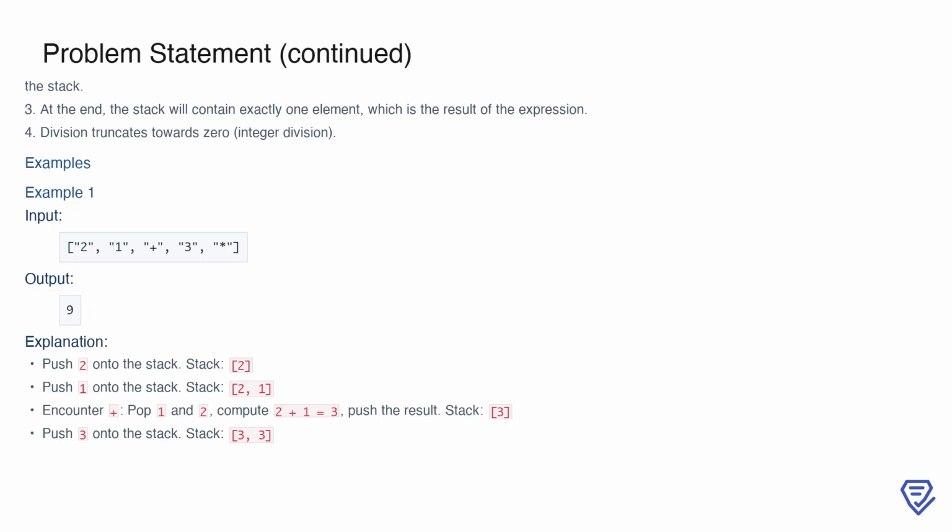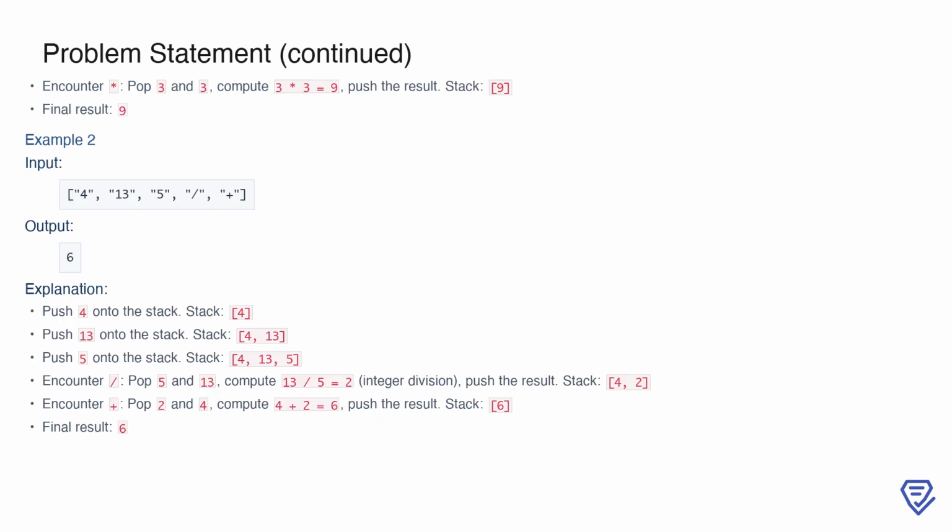Consider the input array 2, 1, plus, 3, asterisk. Initially, we push 2 onto the stack, followed by 1. When we encounter the plus operator, we pop 1 and 2, compute 2 plus 1 to get 3, and push this result back onto the stack. After that, we push 3 onto the stack. The next operator in the tokens is asterisk, so we pop the top two elements, 3 and 3, perform the multiplication to get 9, and push the result back onto the stack. At this point, the stack contains only one element, which is the final result, 9.